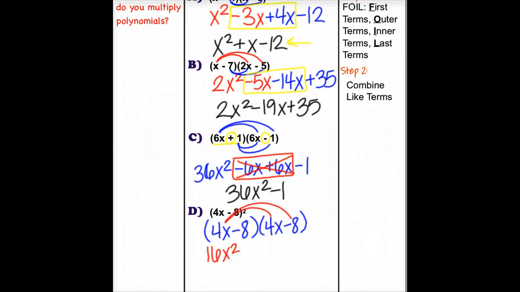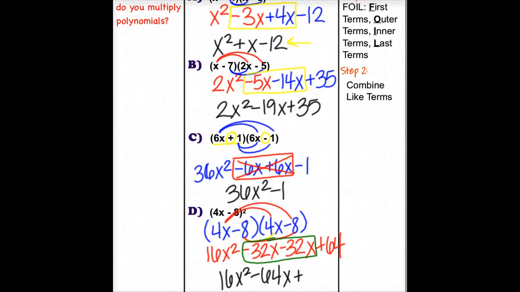4x times negative 8 is negative 32x. Negative 8 times 4x is going to give us negative 32x. And negative 8 times negative 8 is plus 64. Combining our like terms in the middle, negative 32x minus 32x gives us 16x squared minus 64x plus 64. Now in the next videos we'll get this process started with factoring.